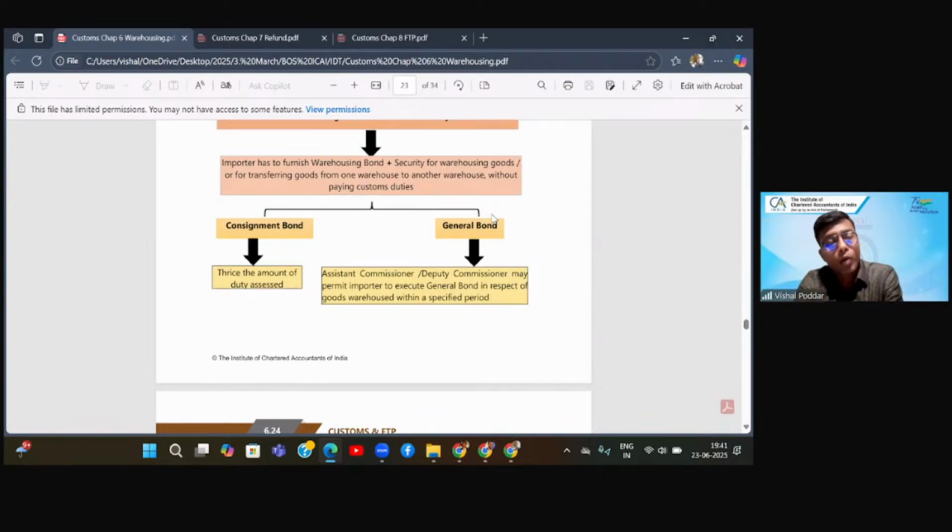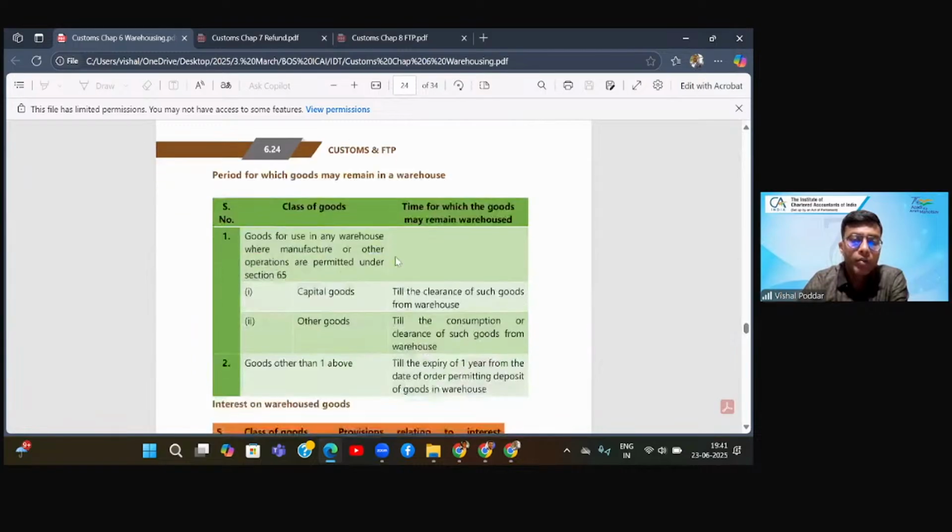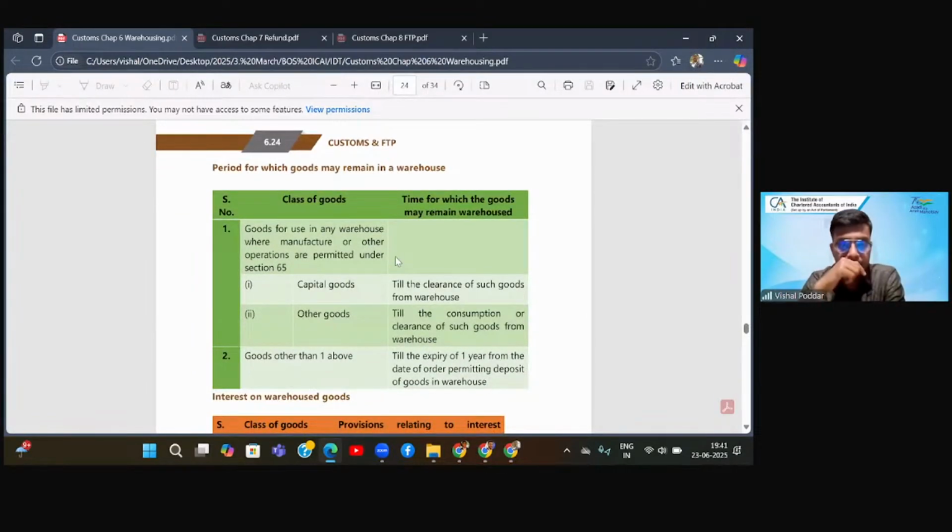Now, out of my first consignment, I am withdrawing some goods. I will run the procedure. I'll pay the duty and I will withdraw the goods from the warehouse. In such a case, I'll again credit the bond with that proportionate amount, because to that extent I have completed my compliance. So that is what a running bond is, where I give a lump sum amount, a single bond, and I keep on debiting and crediting that bond, so that every time I need not follow a separate procedure.